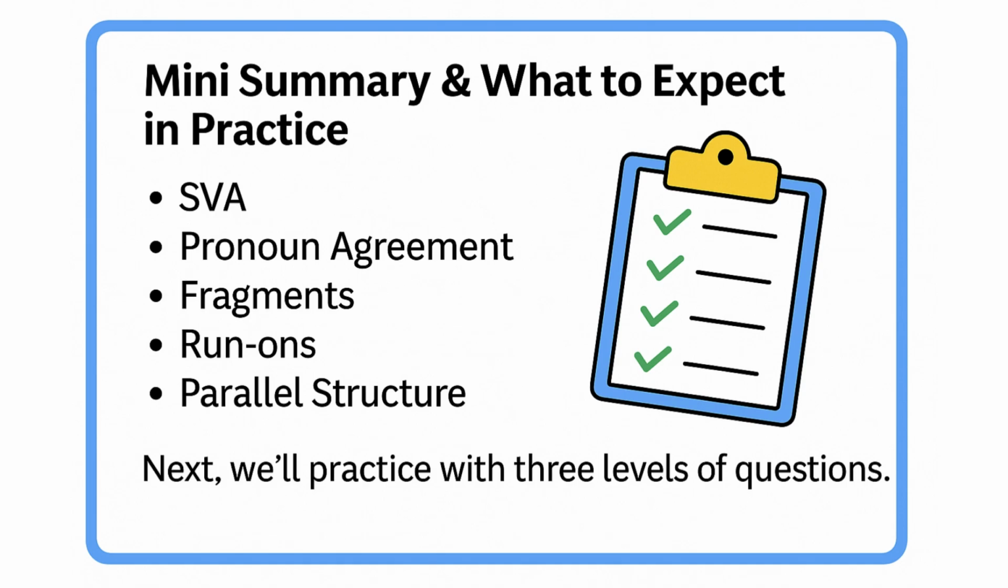After that, we examined run-on sentences and comma splices, learning how to correct them using a period, a semicolon, or a coordinating conjunction with a comma. Finally, we reviewed parallel structure, which helps maintain consistency and clarity when listing ideas. Keeping the same grammatical pattern makes sentences easier to read and more precise. Now that you've seen the key concepts, it's time to put them into practice. Up next, you'll work through 3 levels of SAT-style questions: beginner, intermediate, and advanced, so you can apply these rules and strengthen your grammar skills step by step.